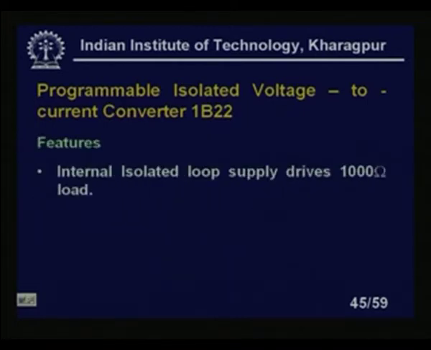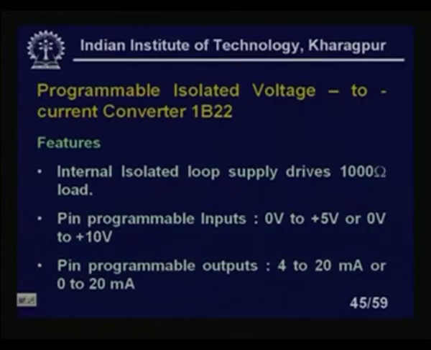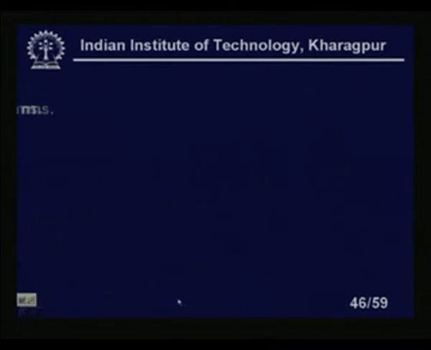Features: internal isolated loop supply drives a 1000 ohm load. So it has a large load it can supply. Pin programmable inputs, I can have 0 to 5 volt or 0 to 10 volt input. Typically in process industries you will find either 0 to 5 volt or 0 to 10 volt. Output I can have either 0 to 20 or 4 to 20 milliampere. So pin programmable inputs and pin programmable outputs, 4 to 20 milliampere or 0 to 20 milliampere.